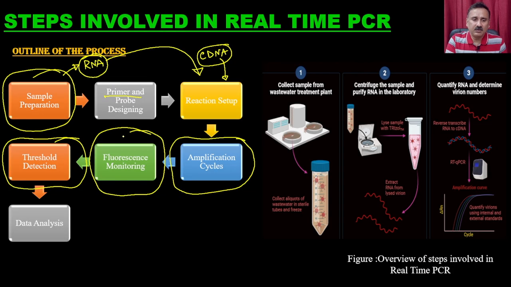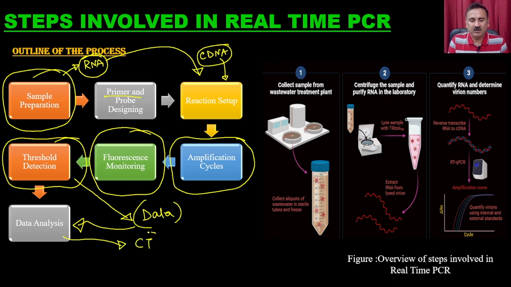Now what we have discussed so far is how you can prepare the RNA, how from the RNA you can generate the cDNA, and then how you are going to take the cDNA and put it into the RT-PCR reactions, set up the RT-PCR reactions, set up the amplification cycles, and monitor the fluorescence and threshold. Once you are done with the threshold detection, you are going to get the fluorescent data. At the last step, you are going to do the data analysis, so that you can calculate the CT values.